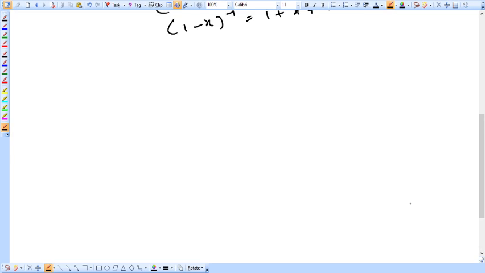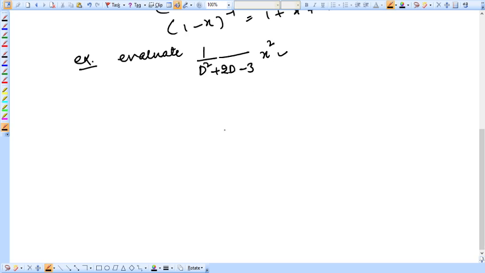Let us understand it better with the help of an example. Evaluate 1 over D square plus 2D minus 3, x square. So we are going to evaluate this particular integral. You see here, the particular integral is 1 over D square plus 2D minus 3, x square.